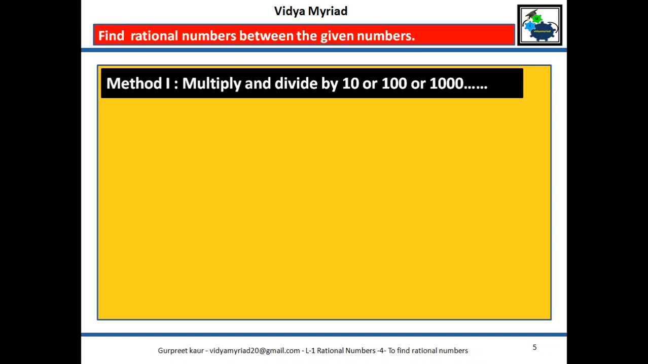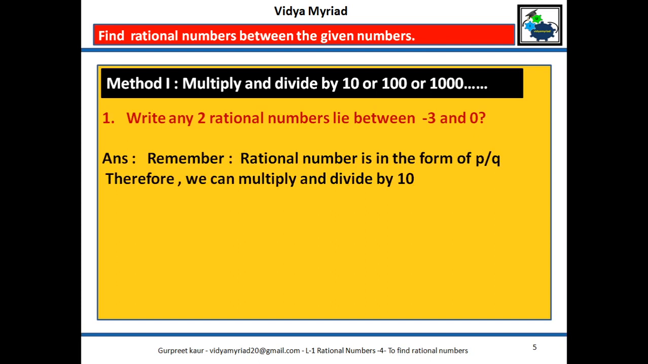Now first case, I am taking an example of method number 1, where I am going to multiply and divide by any of the tens or hundreds or thousands. My question is: write any two rational numbers that lie between -3 and 0. If I ask, you will quickly say the answer is -2, -1. But those are not rational numbers. Rational numbers are those numbers which are in a fraction or p upon q form.